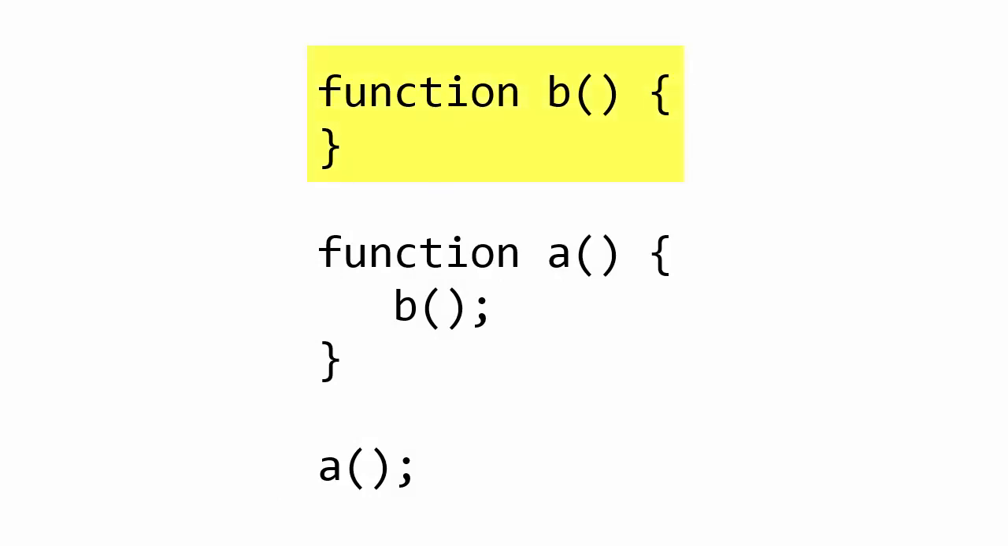So I have a function B that I've created. It does nothing. A function A that calls or invokes function B. And then I'm invoking function A. This is a very simple example, but it helps us to understand what's happening under the hood. Now here comes this fundamental, very important concept.